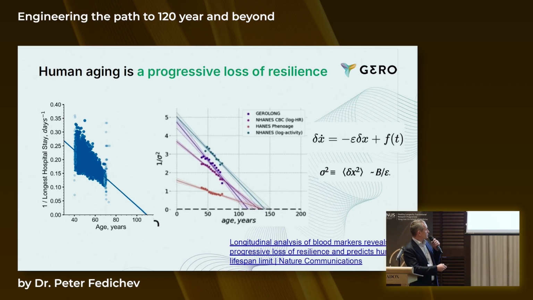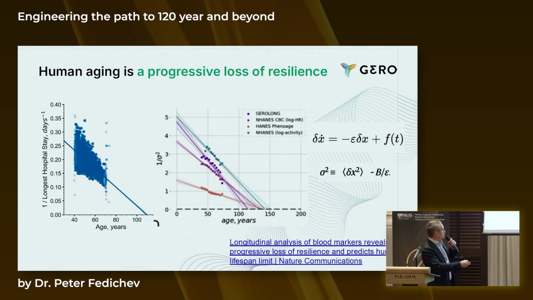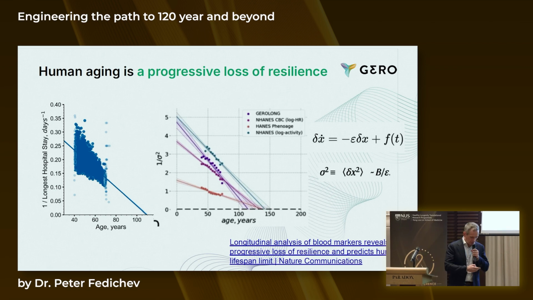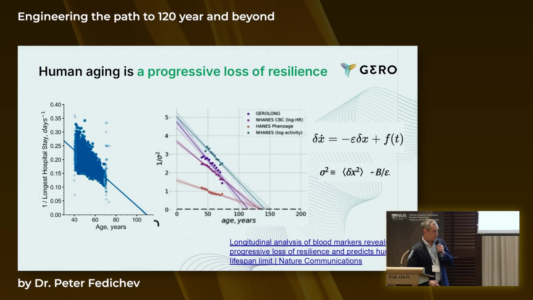This is a stochastic equation that implies recovery. So there is a force that returns to the equilibrium. And the strength of this force, which we call resilience, is actually going down with age linearly. And that's why the variance, which is inverse resilience, diverges hyperbolically, and that's why inverse variance is also going down linearly. So basically that tells you that humans are born stable.